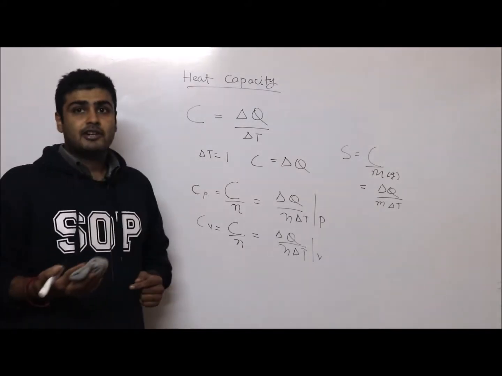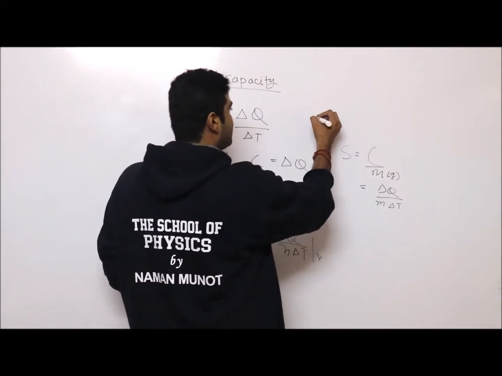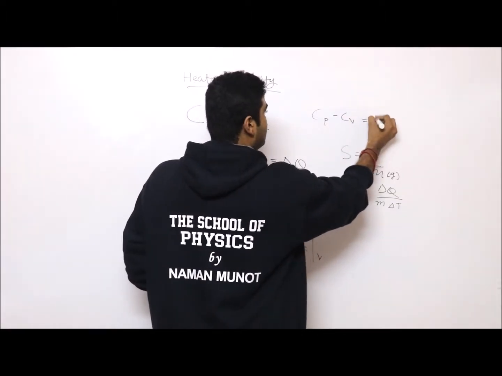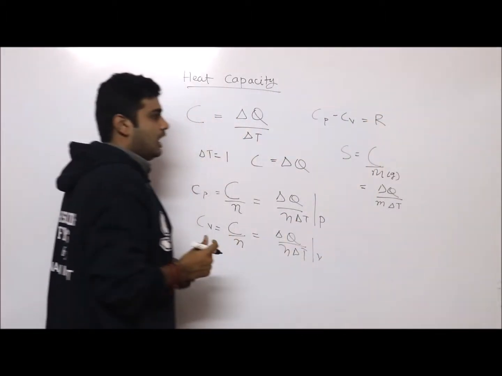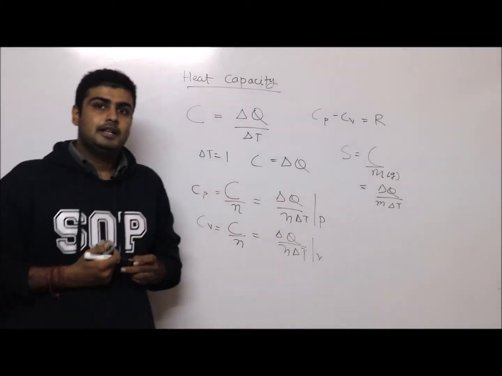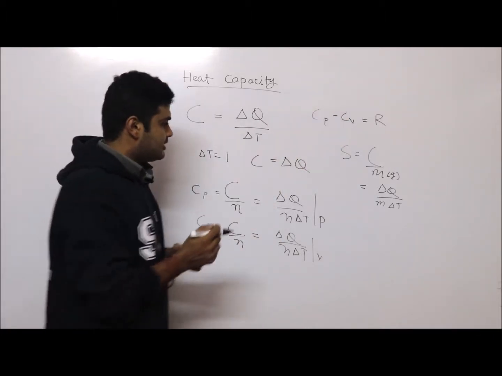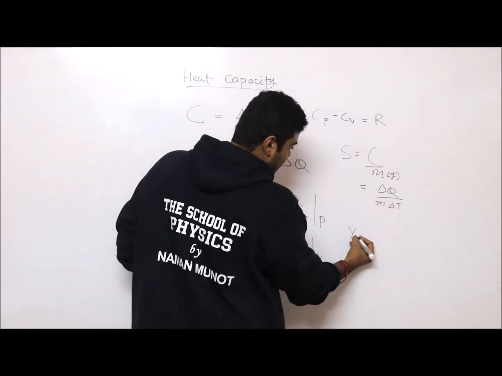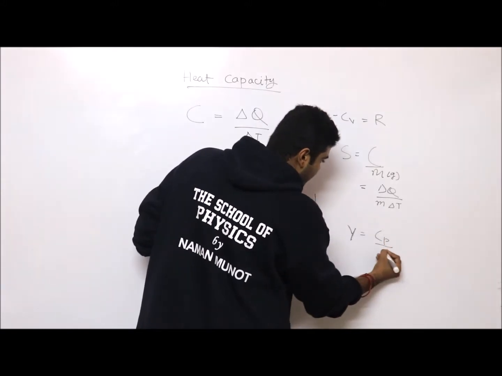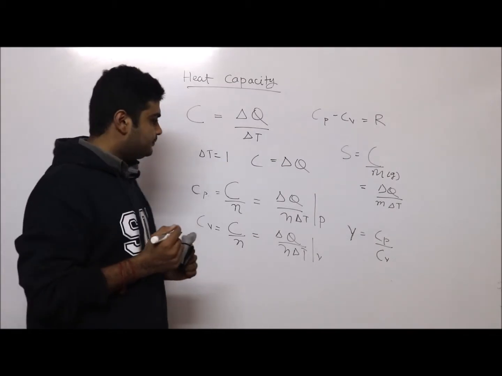Now we have a very interesting relation that we use a lot of times in thermodynamics and heat related chapters, which is Cp minus Cv is equal to R, the constant R, which is 8.314. Then there is this constant called the adiabatic constant gamma, which is written as Cp by Cv.